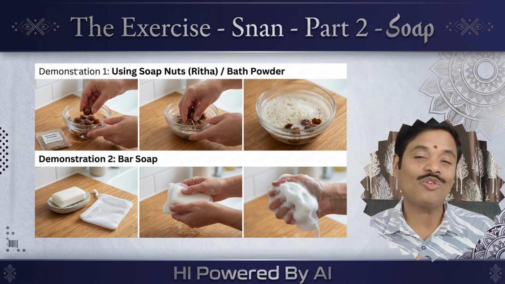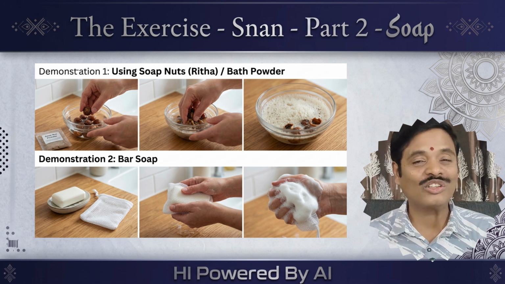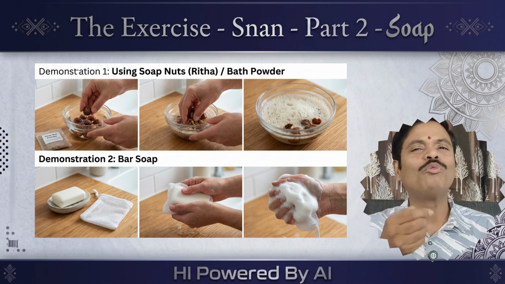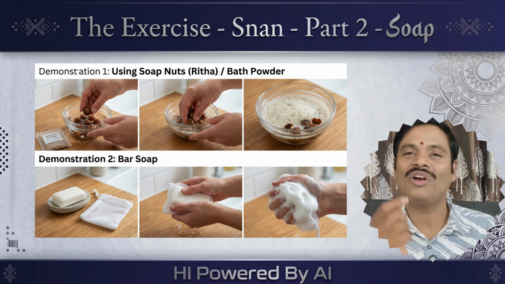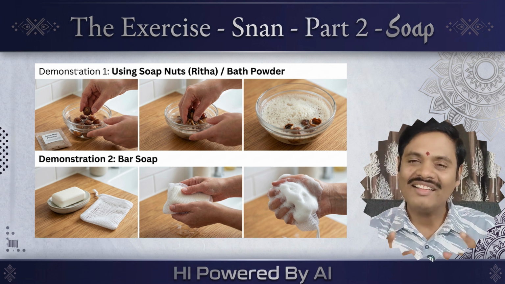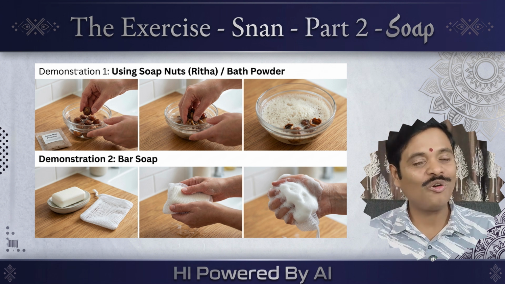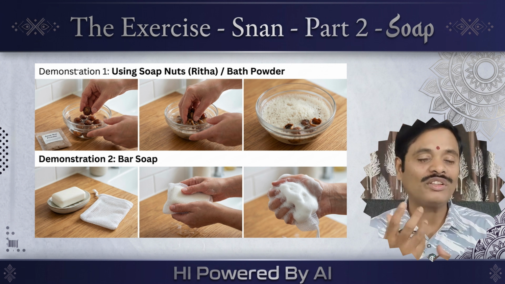In such cases, we also have a solution for that. Reetha powder. That's also called soap nut powder. Add a little bit more soap nut to your bath powder or bath soap, whatever you are preparing. Then automatically you get the foam. So whatever foam you need, you get the foam also, isn't it? So that way you can also get the foam.